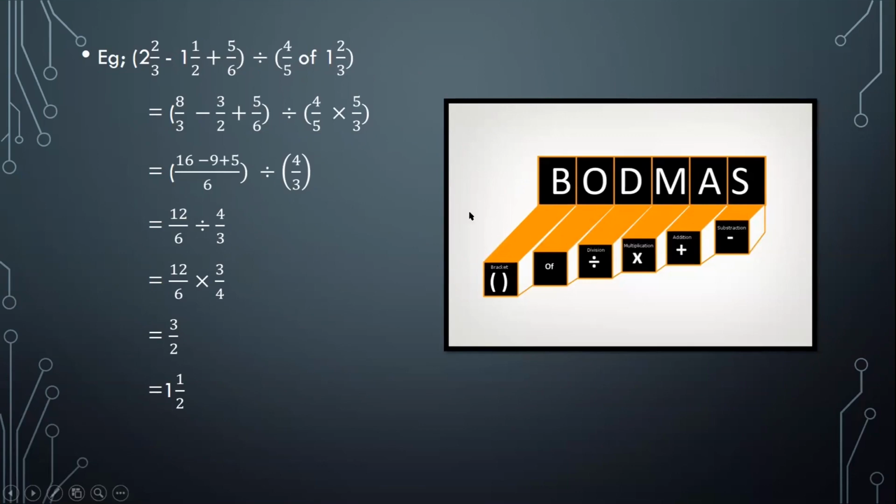When there is a question and you have to simplify to get the answer, first you have to consider the brackets, then you do the "of", then division, multiplication, and finally addition and then subtraction. You will get the correct answer when you go in this order only. Sometimes when you change the order, you will have a different answer. So always remember you have to go according to the BODMAS order.